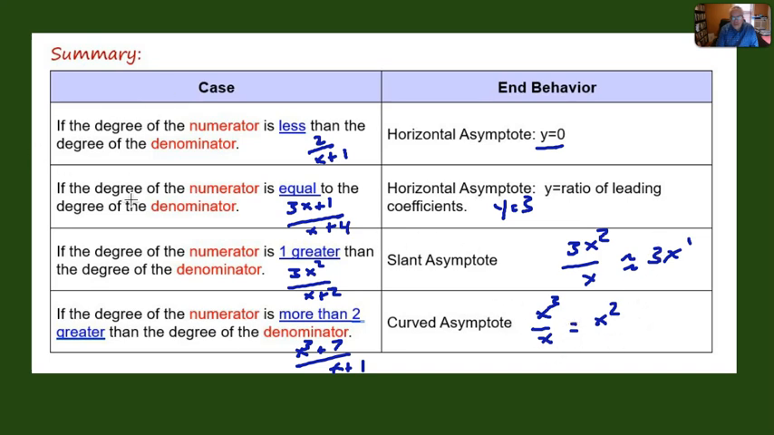So we'll get used to this table, and after you practice this, you'll get used to what this means. All right, good luck.